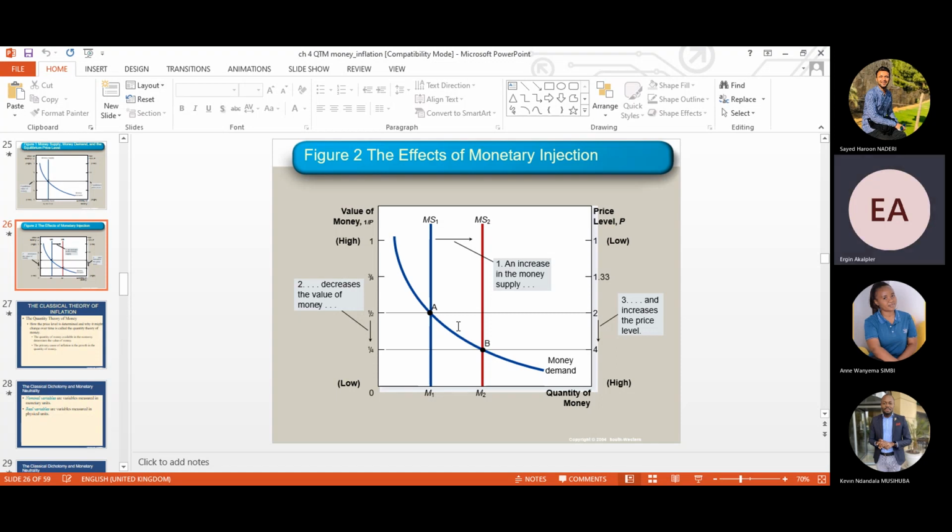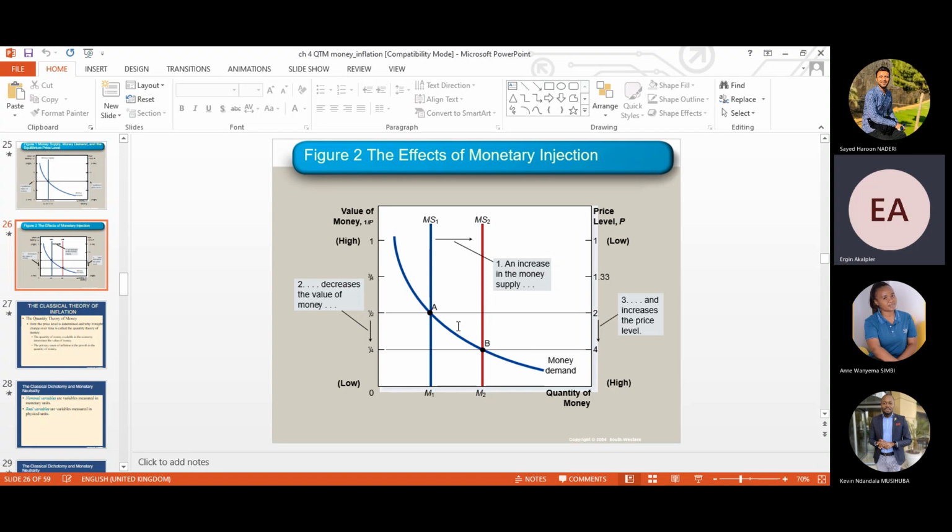Look on the left side, there is the value of money. It starts from 0 and goes to 1. This represents the high, and on the right side there is the price level, which on the upper level is the low, and when it is going down, it is the high level, which means inflation, because inflation is reducing its value. It is increasing the amount, or the numbers, but it is decreasing the value. Therefore, between value and price, there is an inverse relationship.